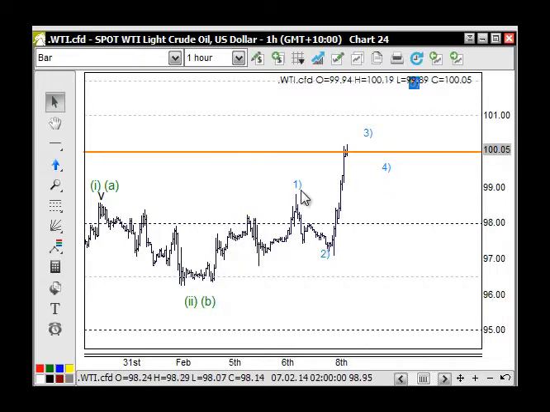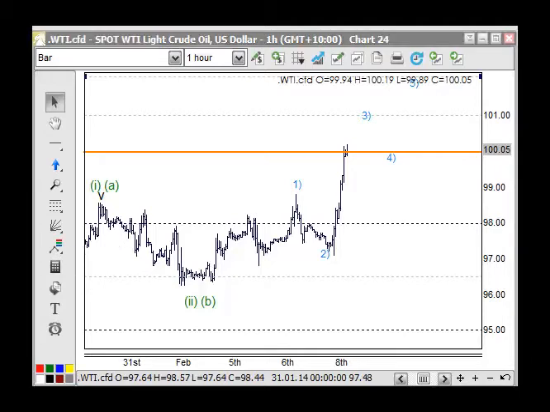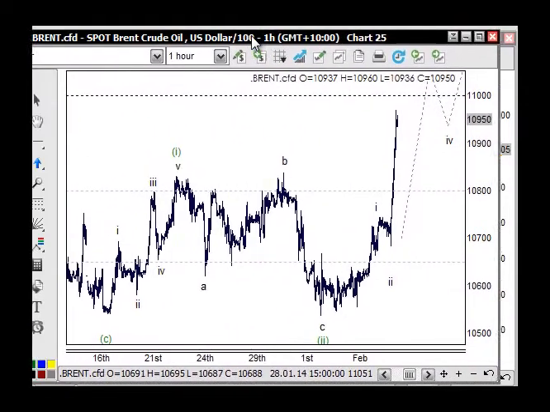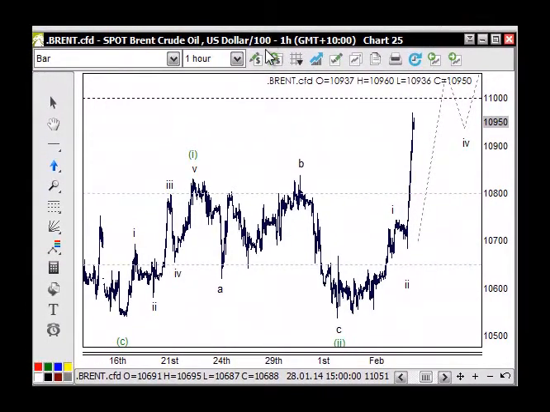So we've got up for 1, back for 2. Nice third wave unfolding here. That may go up to 101, the fourth wave here, and then a fifth wave up through here. I also want to point out Brent as well. I've mentioned to keep an eye on that, so just bringing that into the fold here.